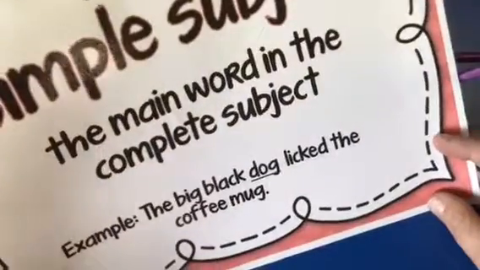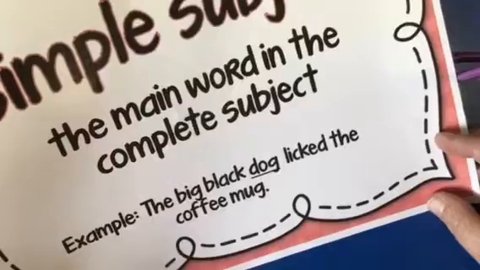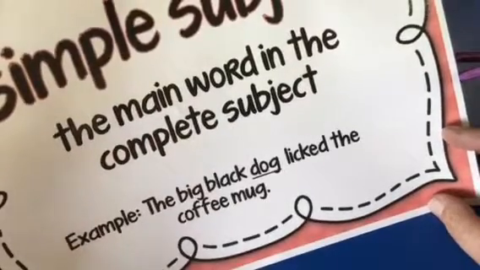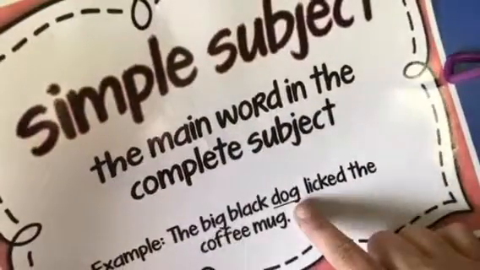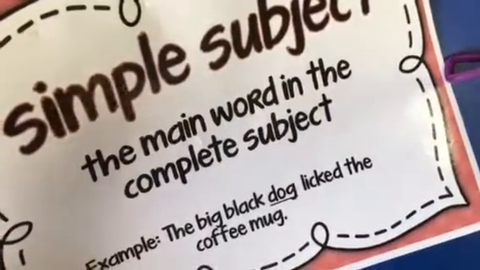So an example is the big black dog licked the coffee mug. So what licked the coffee mug? The dog. That is our simple subject. The subject is who the story is talking about. Who in the story or sentence are we talking about?